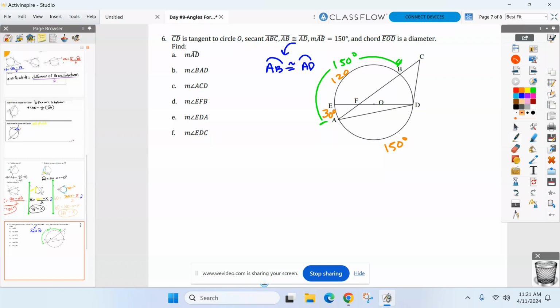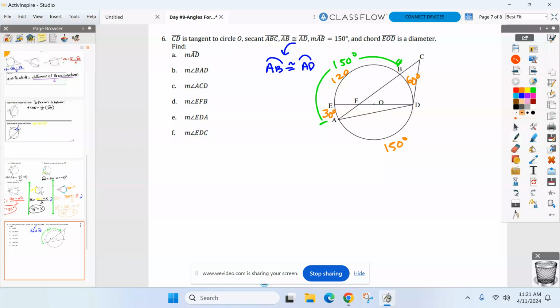And then finally, let's finish this on a strong note. How about BD? Arc BD. Should be 60. Why 60, Zeev? Because all of them have to add to 360. I could do all of them have to add to 360, or I could do the 120 and that one had to be a semicircle. Either way.